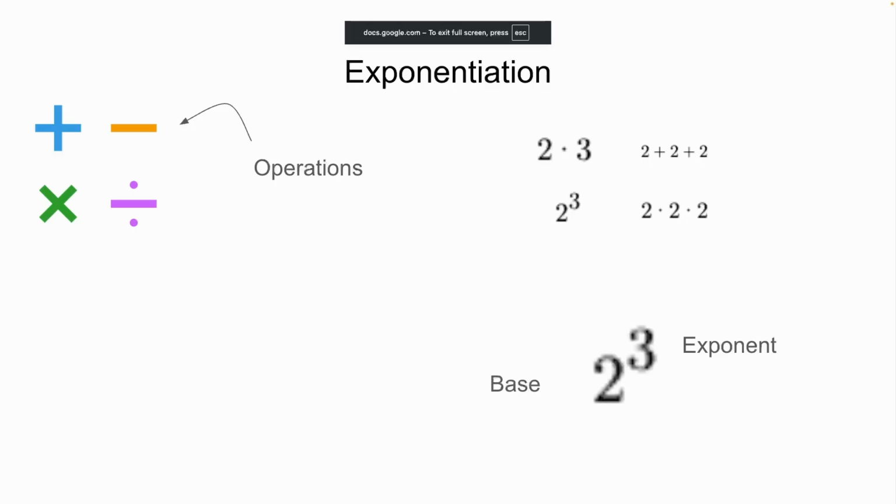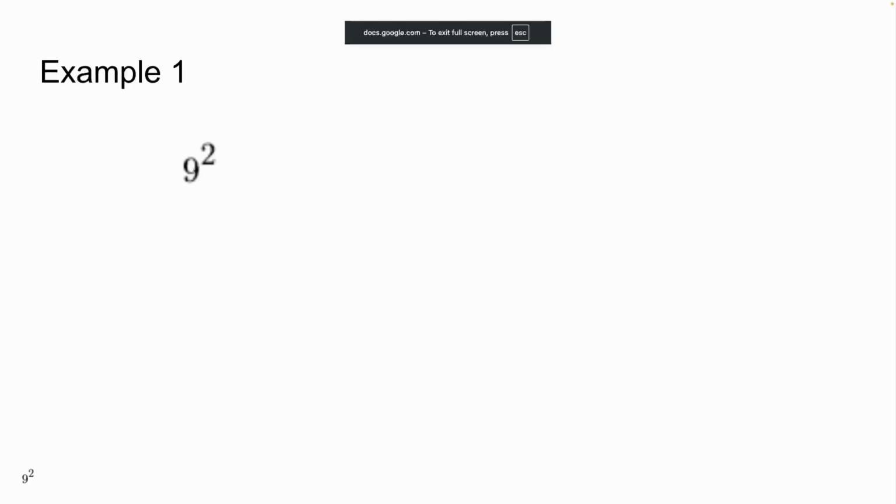Pretty simple. So, in this case, if we have 9 as our base and 2 as the exponent, we have 9 multiplied by itself 2 times. Now 9 times 9 gives us an answer of 81.